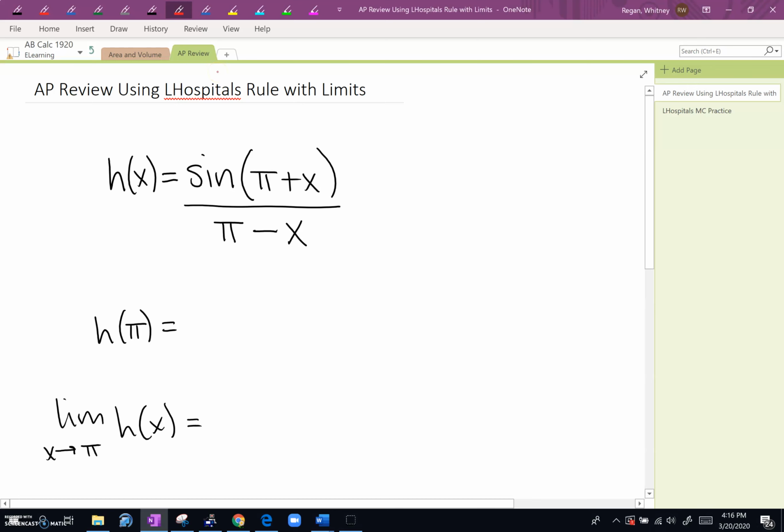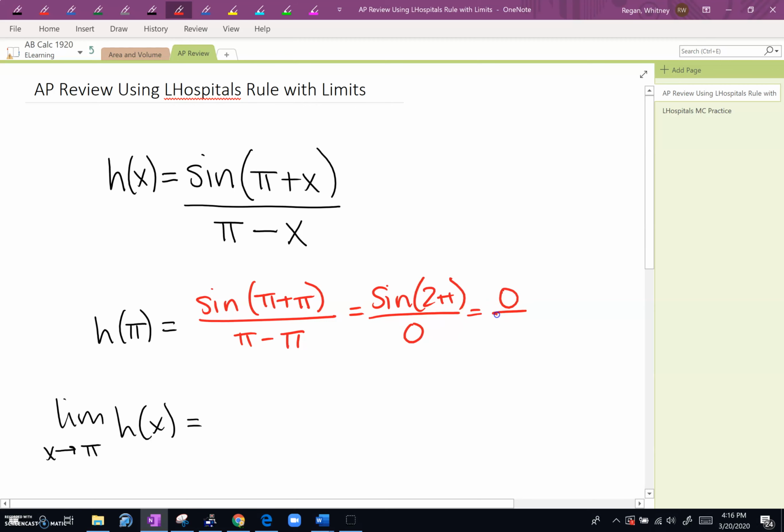So what happens is sometimes when you evaluate these limits, so if we put in pi into h of x all over pi minus pi, you'll notice that we will get sine of 2 pi over 0, which is 0 over 0. So that's what happened if we would actually plug this in. We would get 0 over 0. But that doesn't mean that the limit doesn't exist.